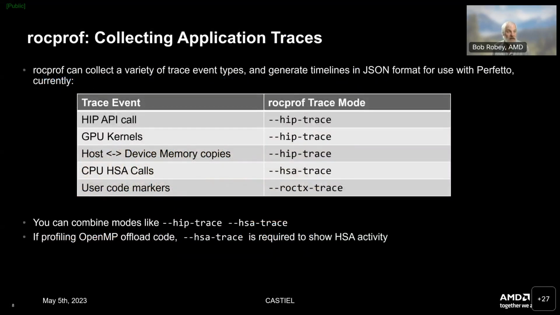I mentioned earlier that you can choose which type of calls to trace. Here we see hip trace and HSA trace, which is the level below hip, and some compilers go directly to the HSA. So it's good to combine hip trace and HSA trace if you don't know what you need. And as it says, for OpenMP offload with some compilers, HSA trace is the right one to use.